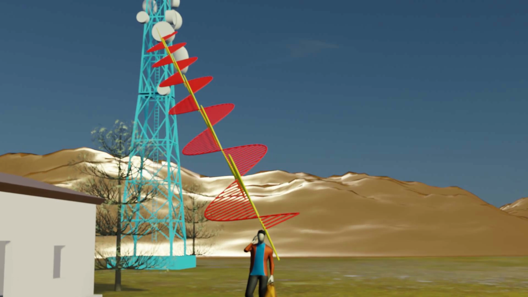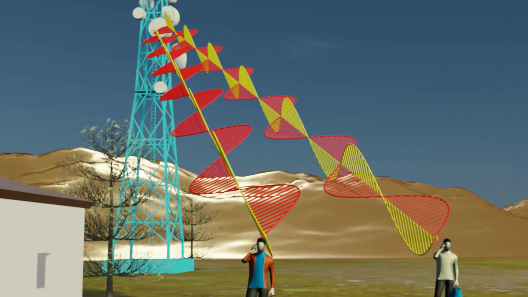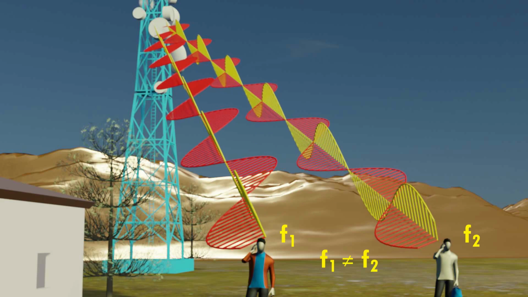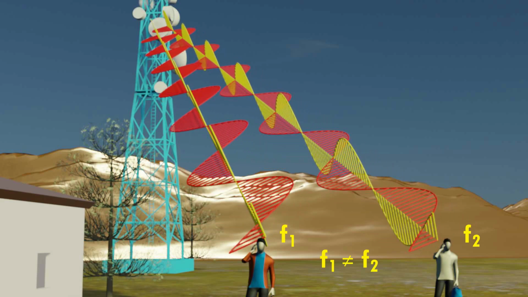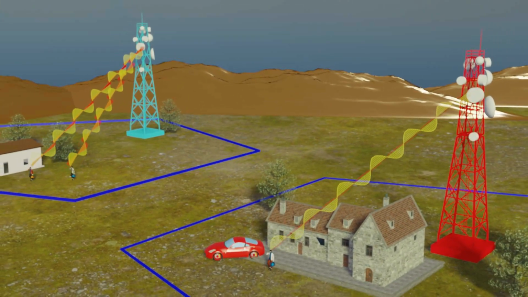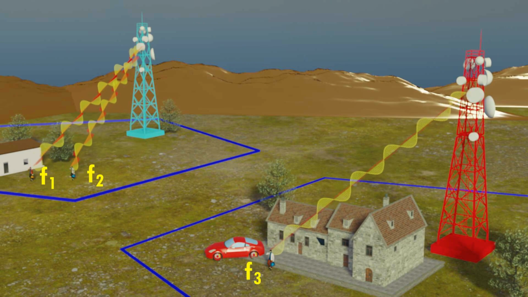Let's consider a mobile phone communication scenario. At any given time, multiple mobile users may need to communicate with the base station using different transmit and receive frequencies. Furthermore, when a mobile phone user moves from one cell to another, they may be assigned a different frequency channel for the transmission and reception.